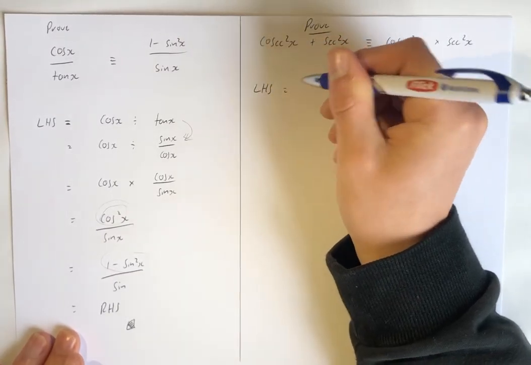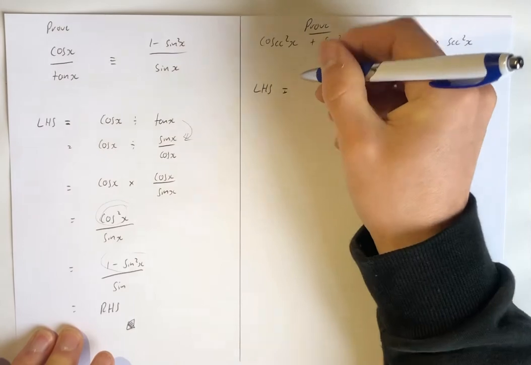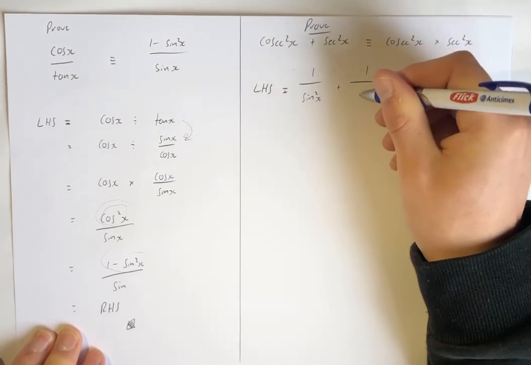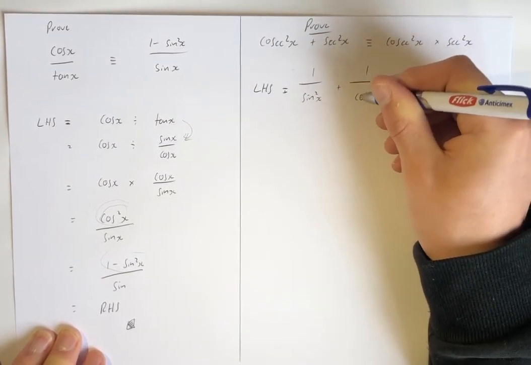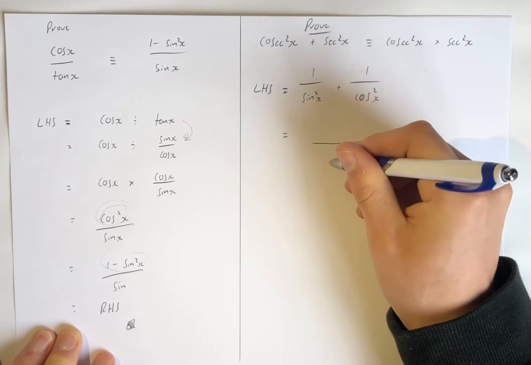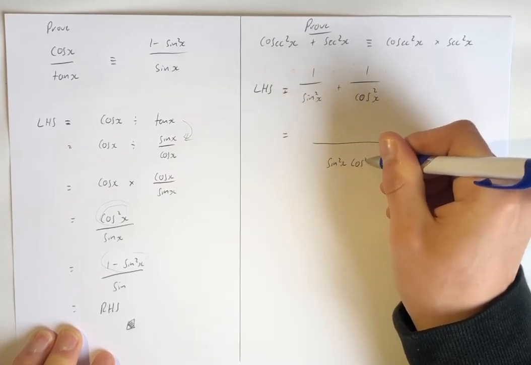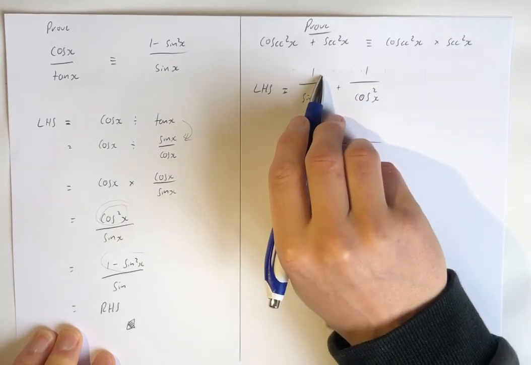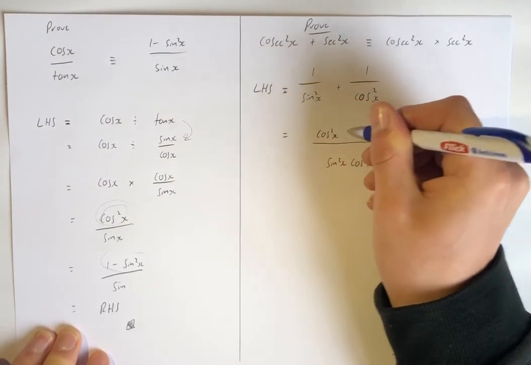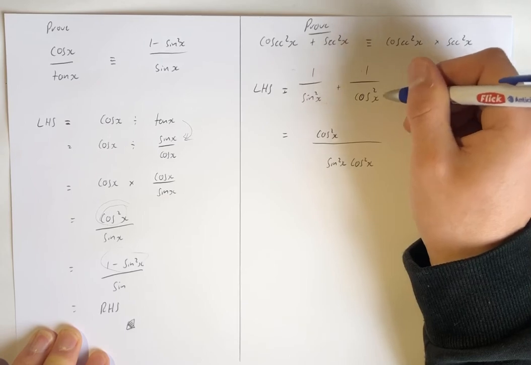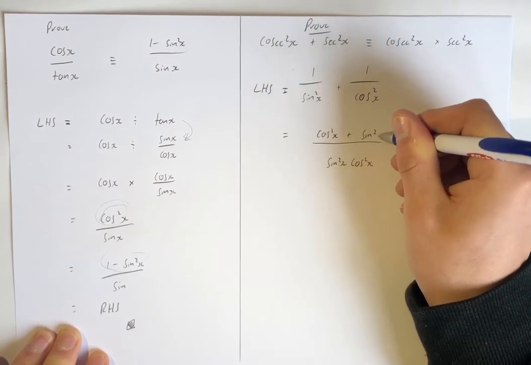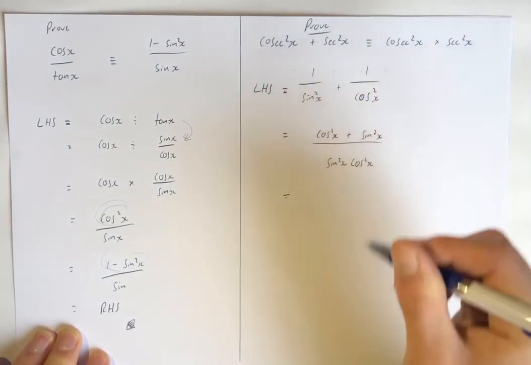Left hand side is, I know I'd usually write this out again, but I'm just going to go straight into 1 over sine squared x plus 1 over cosine squared x. I want to write this with a common denominator, so I want this over sine squared x cosine squared x, which means I'm going to have to multiply the top of the first by cosine squared x, and the top of the second by sine squared x. So there we have it. Now the top is just 1.